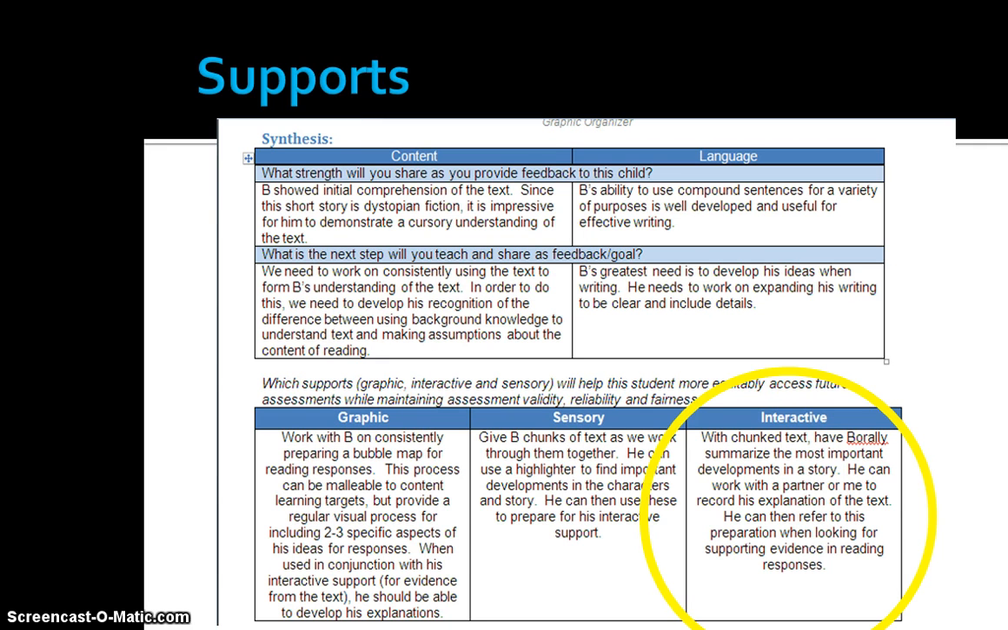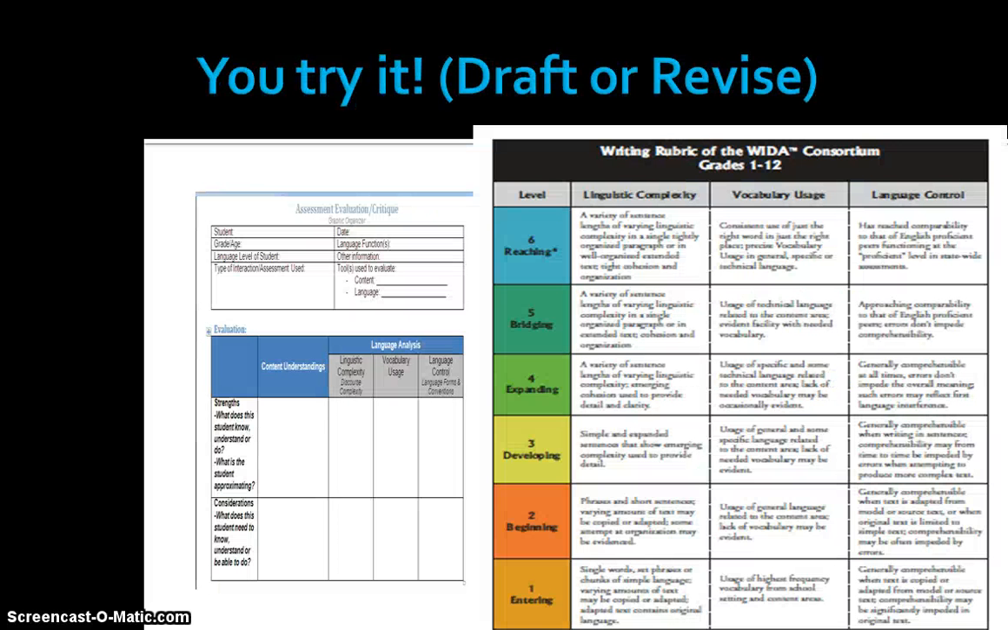With the chunked text, a great interactive support would be to orally rehearse and summarize the most important developments in the story. He could work with a partner or with his teacher. Then he would be able to refer to this preparation when looking for supporting evidence and in reading responses. After this, we'd want to synthesize our own thinking and learning about our student in the reflection section.